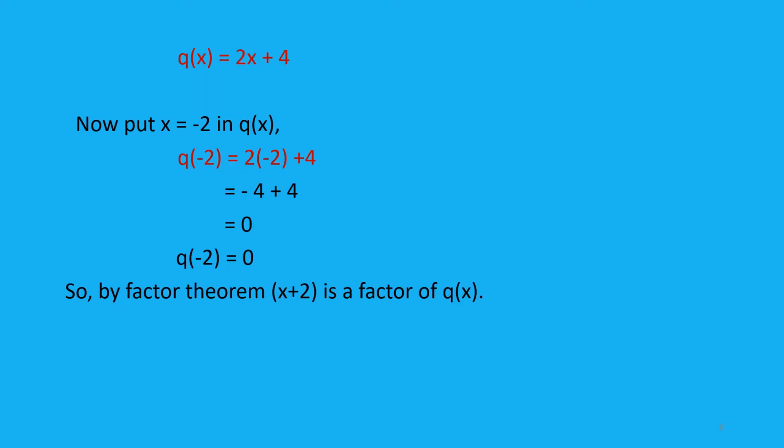Now let's take q(x). q(x) is given as 2x plus 4. Here again we have to find out whether x plus 2 is a factor of this polynomial or not. So we will put x equal to minus 2 in q(x). Minus 2 is the value of a. We will get q(minus 2) is equal to 2 into (minus 2) plus 4. And after solving, we are getting 0. That means q(minus 2) is equal to 0. So again, x plus 2 is a factor of q(x) by our factor theorem.